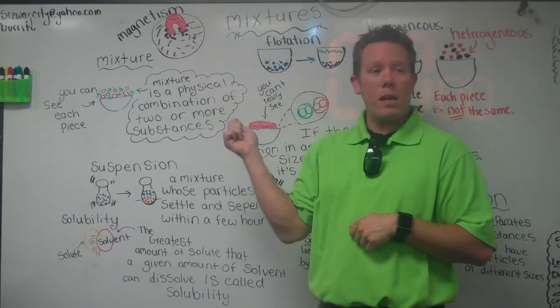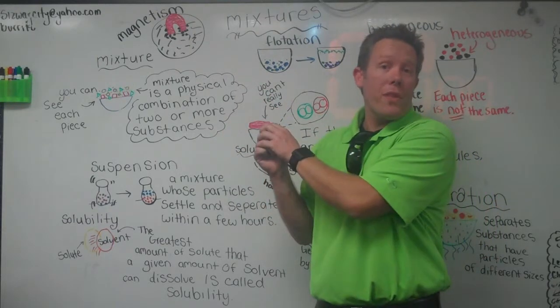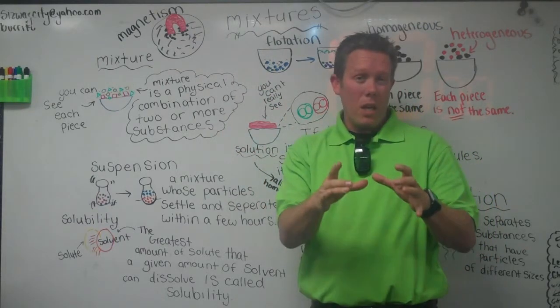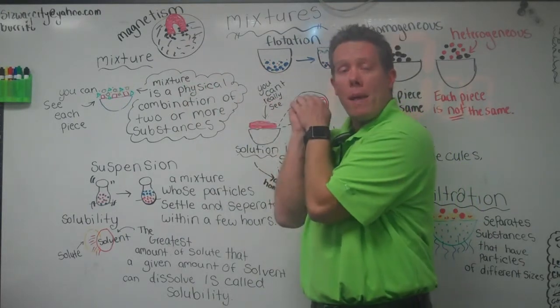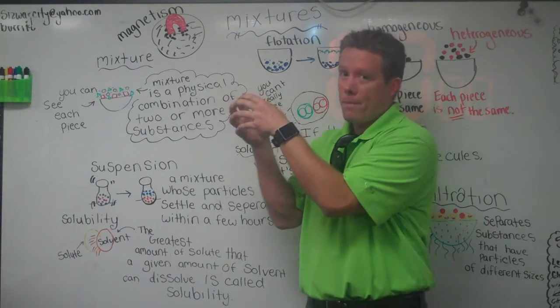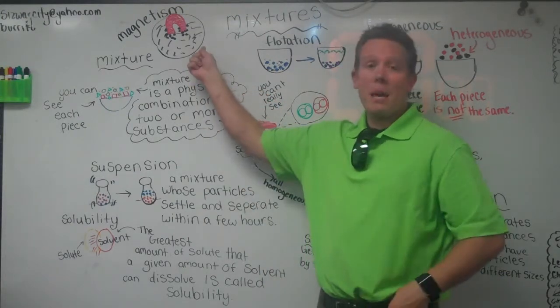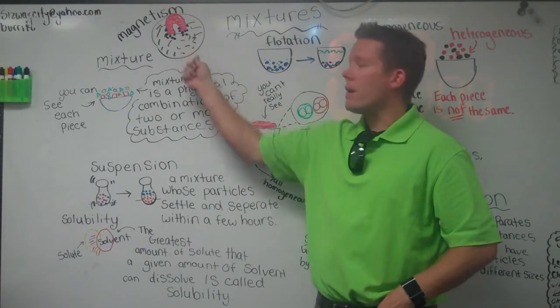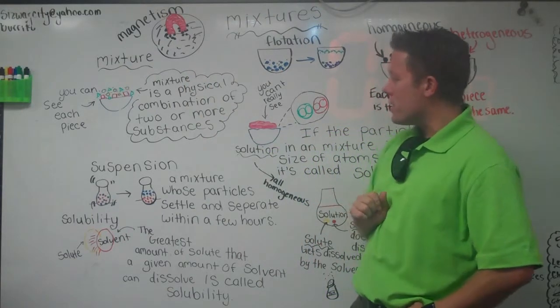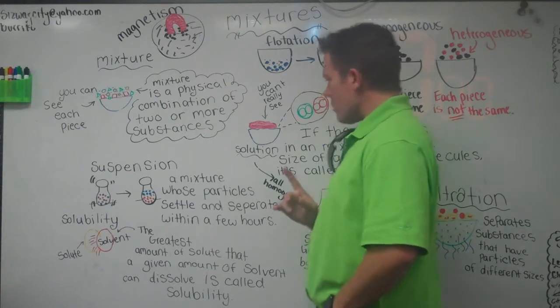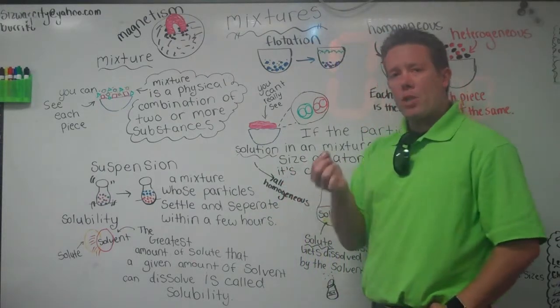When I remove the magnet, all of the metal pieces will go with it. Now I'm left only with the sand. And I have the little metal pieces all stuck onto my magnet if I wanted to use those later. So the way that I separated the metal pieces from the sand is by using magnetism. So those are the 4 ways that you can separate mixtures. Let's dive into a little bit about solutions.